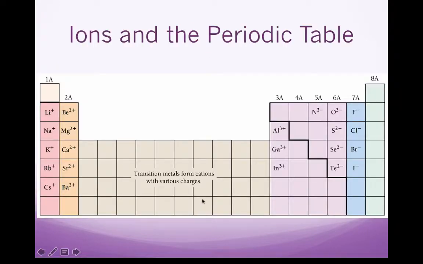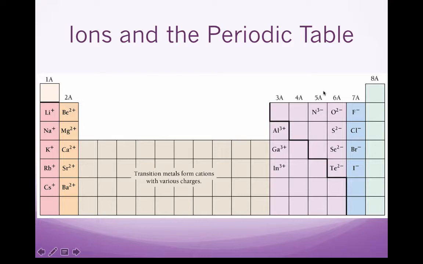Here's ions in the periodic table. So group 1 tends to form +1 ions. Group 2 tends to form +2 ions. Group 7 tends to form -1 ions. And group 17 or 7A, -1 ions. Group 6A or 16, -2 ions.